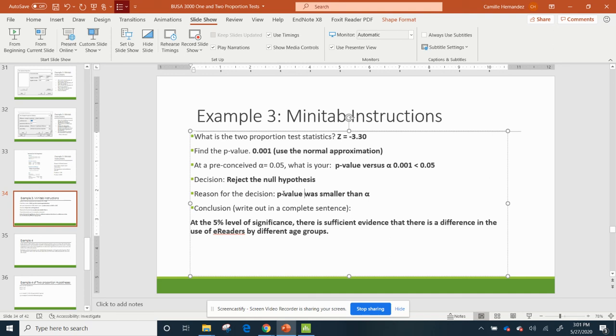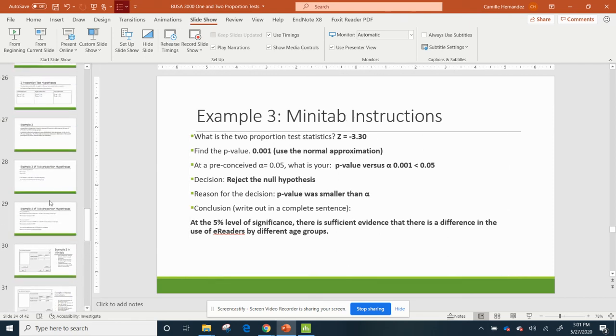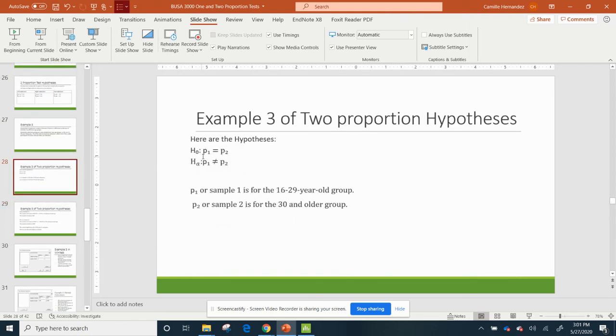So my conclusion: at the 5% level of significance, there's significant evidence that there is a difference in the use of e-readers by the different age groups. Because remember, here are my hypotheses. Because I rejected the null hypothesis, something's going on. I don't know if it's less than, I don't know if it's greater, I just know it's different. And that's really what the question was asking.